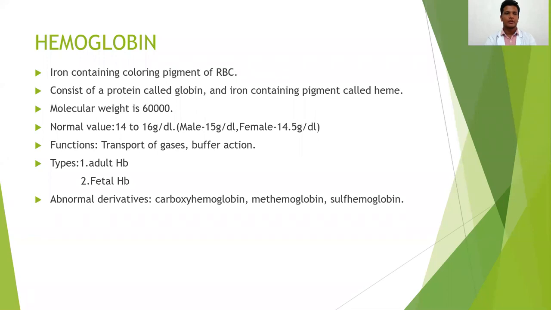Coming to hemoglobin. Hemoglobin is the iron-containing coloring pigment of the RBC, which consists of a protein called globin and an iron-containing pigment called heme. The molecular weight of hemoglobin is about 60,000 daltons. The normal value of hemoglobin is 14 to 16 gram per deciliter. In males it is around 15 gram per deciliter, and in females around 14.5 gram per deciliter. Functions of hemoglobin are transport of gases, buffer action, etc. Types of hemoglobin are adult hemoglobin and fetal hemoglobin. Abnormal derivatives are carboxyhemoglobin, methemoglobin, and sulfhemoglobin.